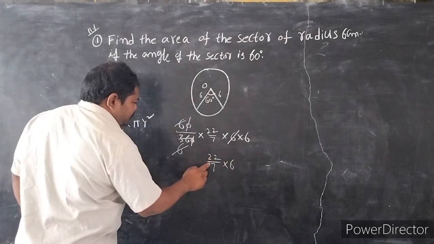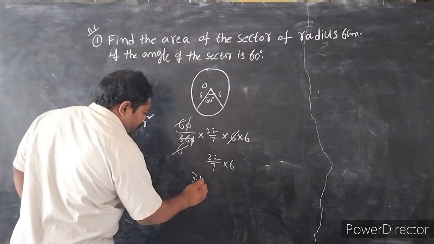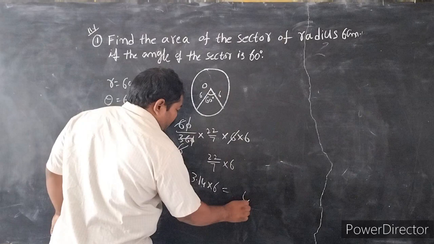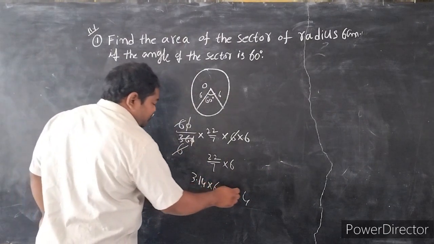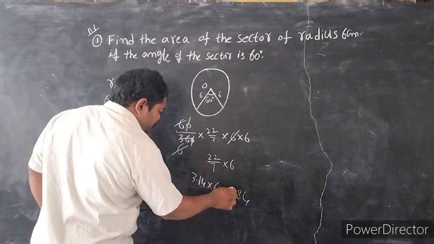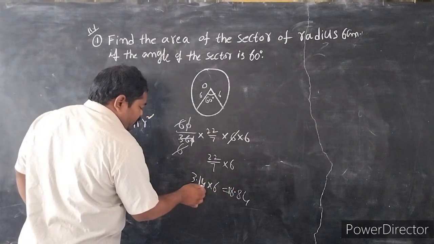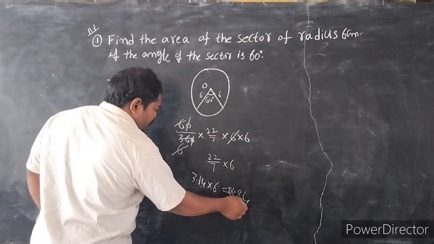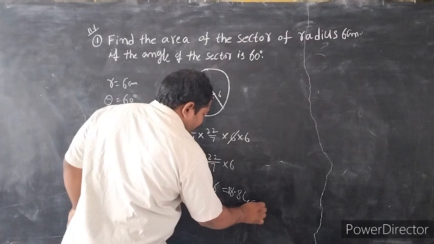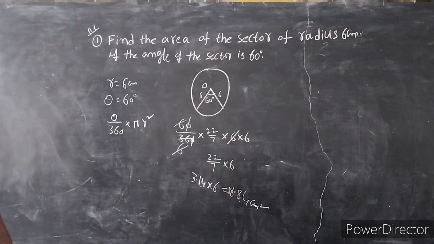22 by 7 can be written as 3.14, into 6. Multiply these two: 6 4s are 24, 2 carry, 6 1s are 6 plus 2, 8, point. 6 3s are 18. We have the point after two places. Okay. This 18.84 centimeter square is the area of the given sector of radius 6 centimeters, making an angle of 60 degrees at the center.